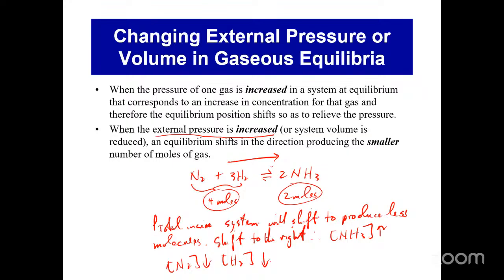Now, let me just say that in terms of the total pressure, what I just described will be definitely true if it's a totally gaseous system, right? So these are all gases. If you have solids and liquids involved or aqueous solutions, then things are not as straightforward, and I won't get into that right now, right? So for problems where you're looking at changes in external pressure, you'll be given problems where the system is totally gaseous, right? That makes life a lot easier at this level anyway.